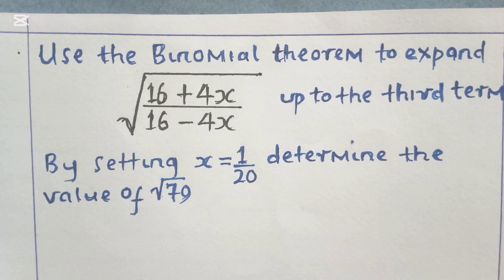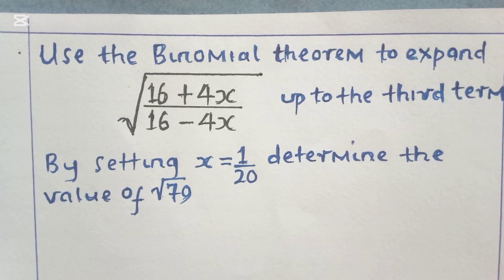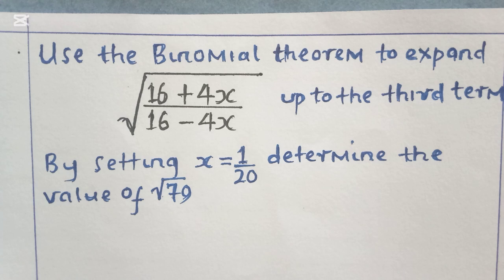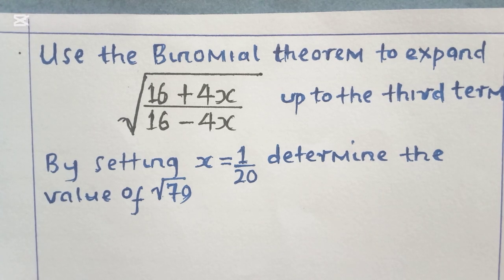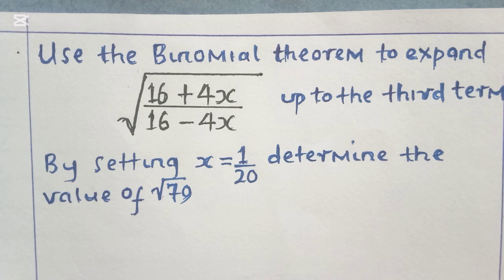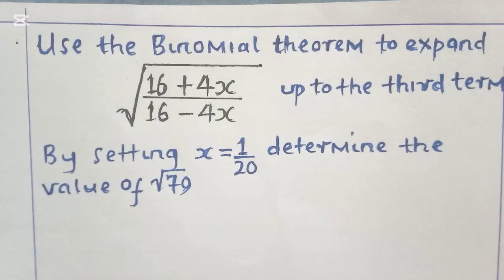Me too, I'm fine. So guys, today we are going to look at binomial expansion, and let me read the question and then we can attempt it. The question reads: use the binomial theorem to expand square root of (16 plus 4x) all over (16 minus 4x) up to the third term. By setting x equals 1 over 20, determine the value of square root of 79. So guys, here is the question that is before us.